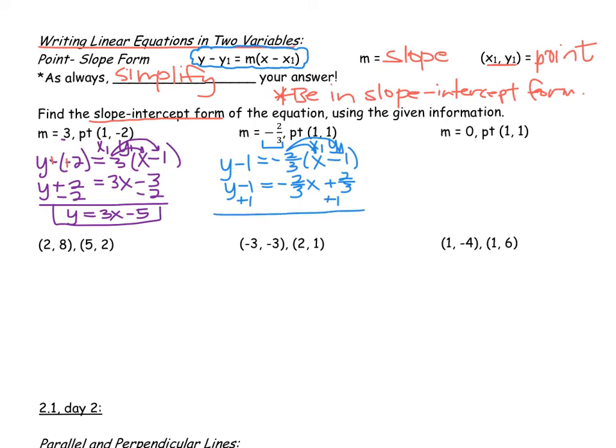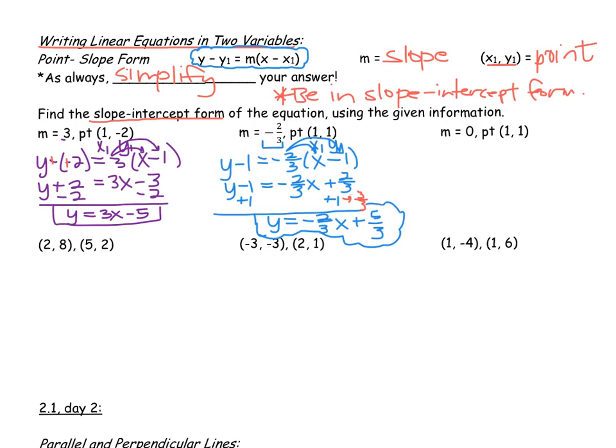And we need a common denominator. If I want to add 1 to 2/3, I'm going to give 1 a common denominator of something over 3. So that would be the same as adding 3/3. Therefore, we would get y equals negative 2/3 x plus, if we take 2/3 plus 3/3, that would just be 5/3. And that is your equation in slope-intercept form.